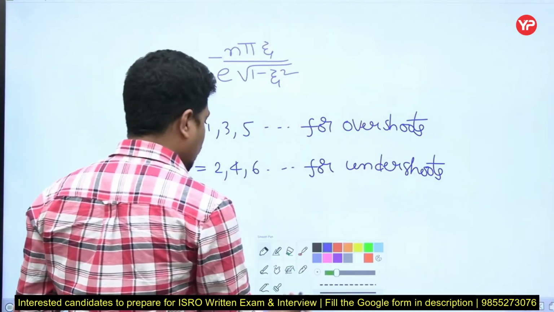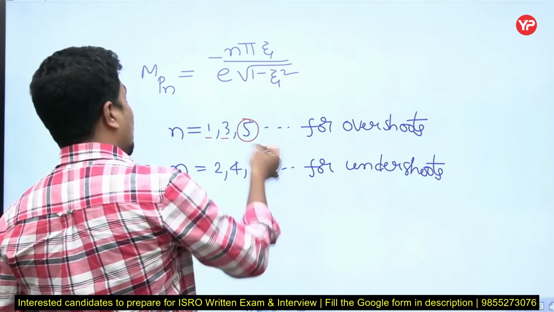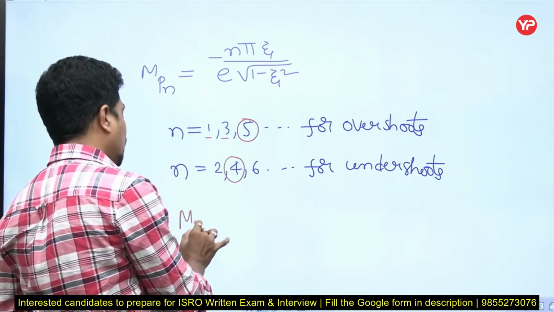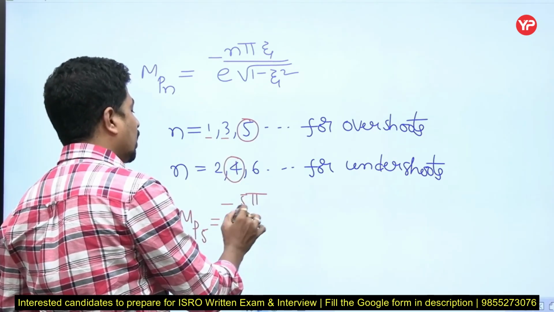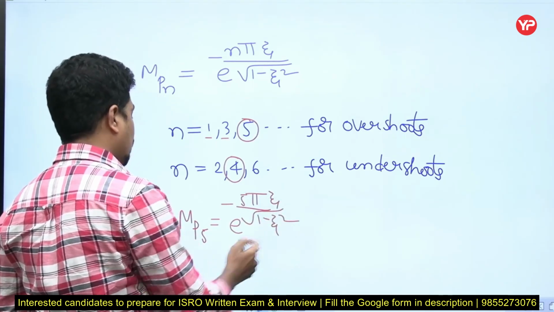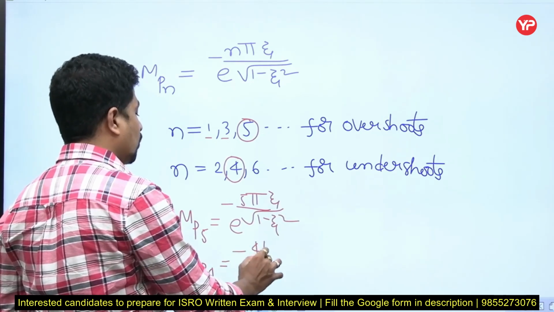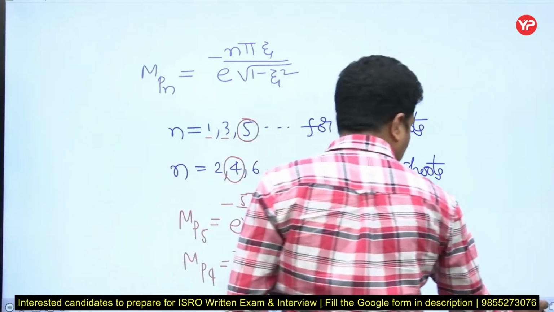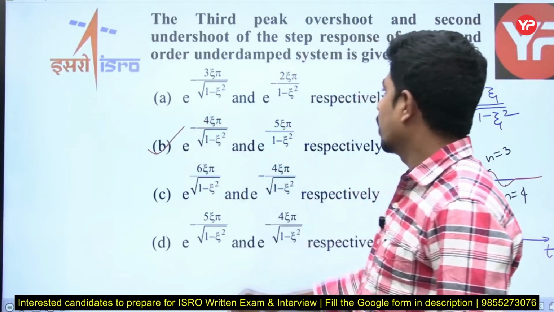Third peak overshoot. First of all, overshoot means this first one, second one, third peak overshoot. Second undershoot: first undershoot, this is second undershoot. Now MP5 is e power minus 5 pi into zeta by root of 1 minus zeta square. MP4 is equal to e power minus 4 pi into zeta divided by root of 1 minus zeta square. Observe, 4 and 5 will be the answer. Option is B for Bombay.